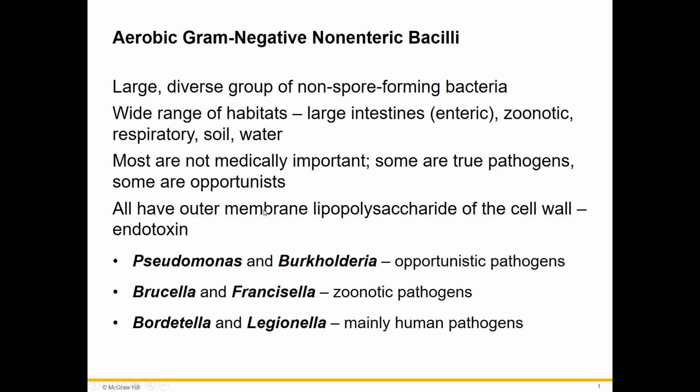All of them have this outer membrane lipopolysaccharide of the cell wall. So this is the endotoxin that we talked about at the beginning. So the ones that are probably the most important, Pseudomonas really is an important opportunistic pathogen. Bordetella and Legionella are the main human pathogens. So we're going to really focus on Pseudomonas, Bordetella, and Legionella in this category.